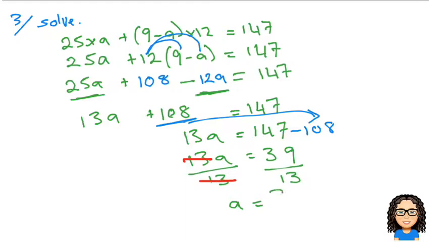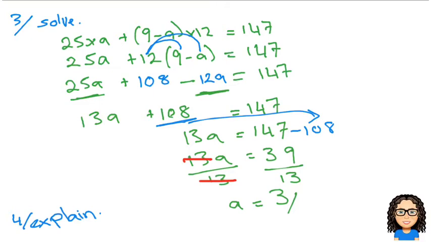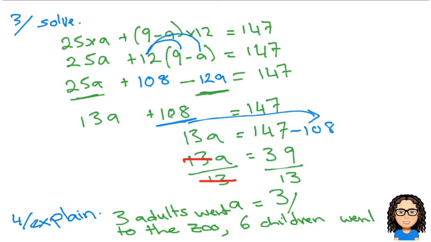So now my last step is to explain what this answer means. Let's think about what we've just found. Go back to our definition. A is the number of adults who went to the zoo. We know that there were 9 people that went to the zoo, and some of them are adults and some of them are children. So we know that 3 adults went to the zoo. And therefore, how many children? Well, there's 9 people in total minus the 3 adults, which means that 6 children went to the zoo. And there we have it.